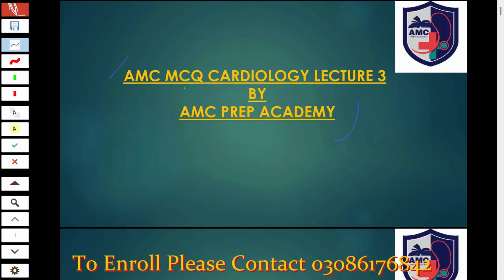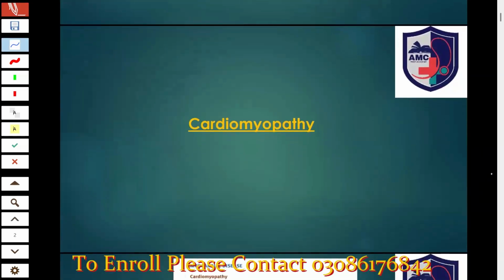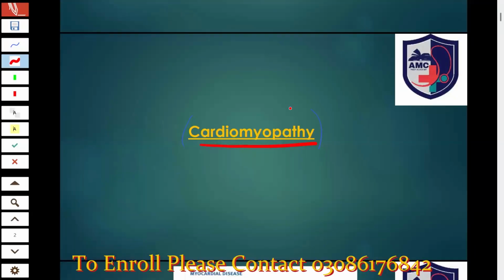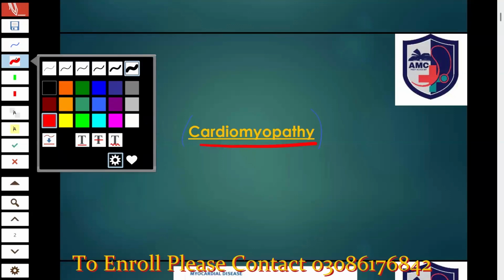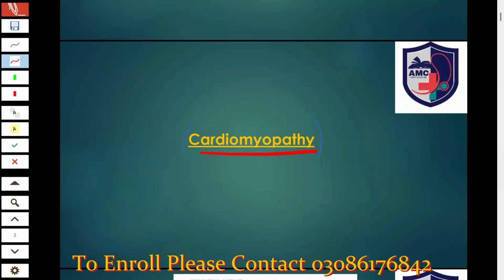So today's topic is very important, cardiomyopathy. Many questions in every month exam. So let's start with cardiomyopathy. What is cardiomyopathy? This is a broader term used to describe the different conditions of the heart. So firstly, what is it and what is the condition which is described by cardiomyopathy?